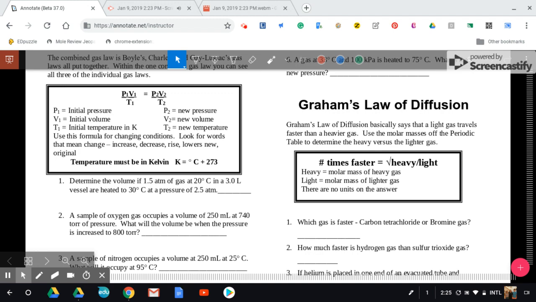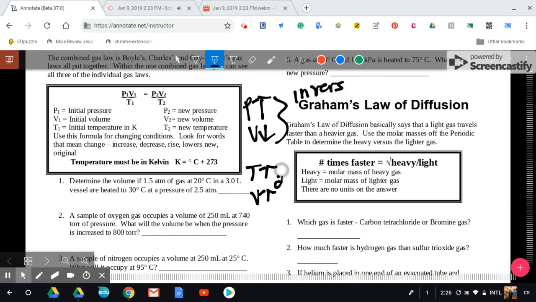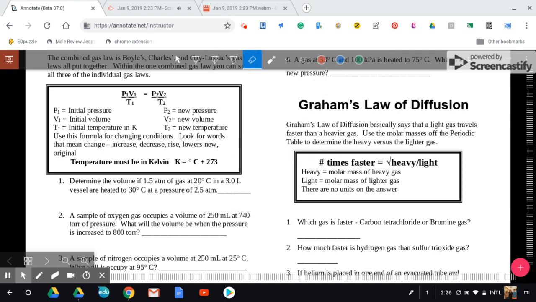All right, please make sure you remember that as pressure increases, volume decreases. Okay? With temperature, as temperature increases, volume increases. So these here are inversely proportional, these are directly proportional. Okay? So, what I want to do is just go over a few of the gas law problems with you.